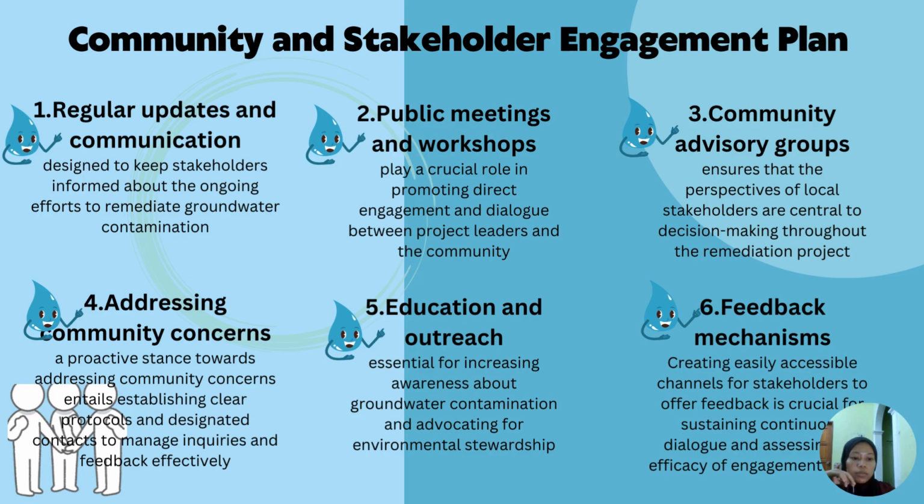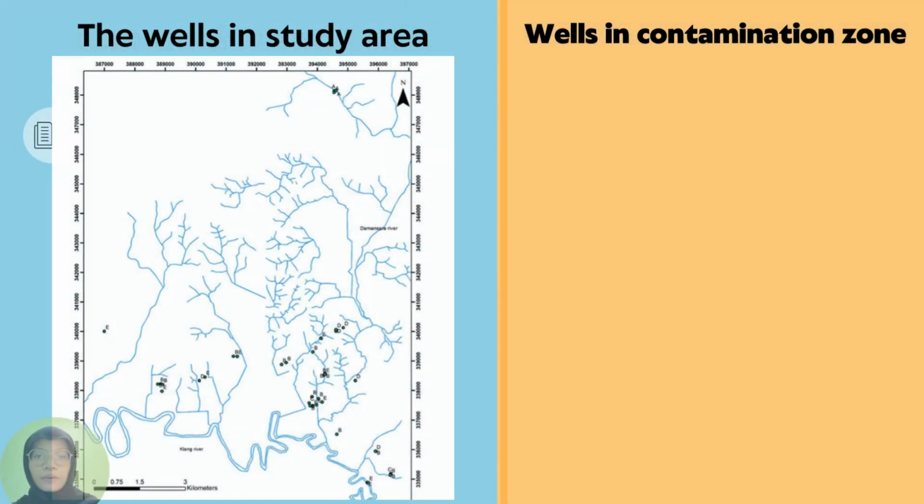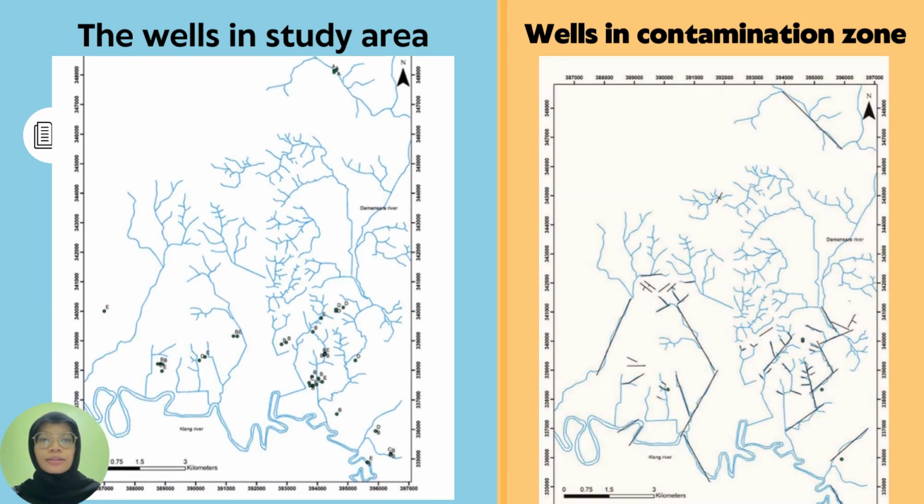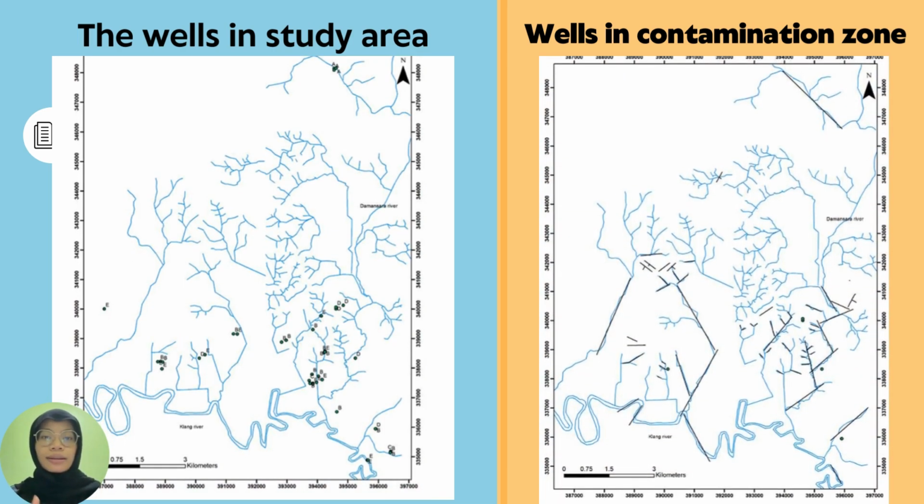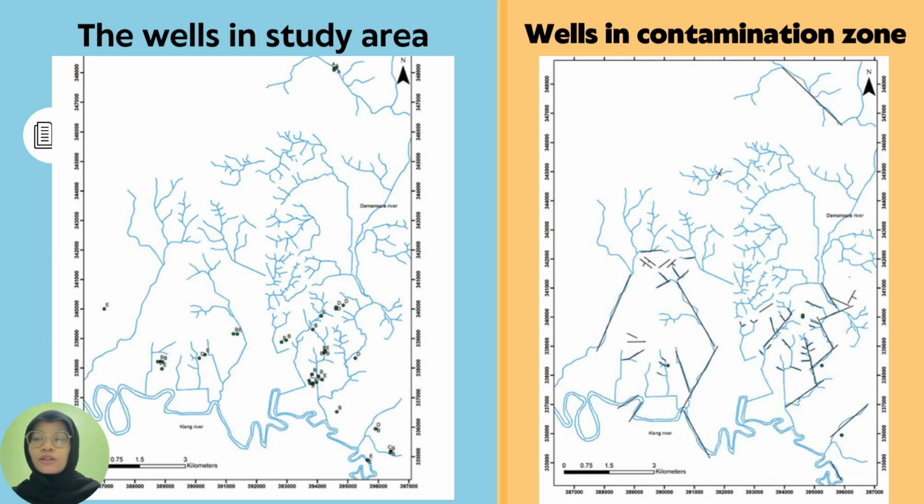So hi everyone, I'll be presenting on the wells. As you can see, on the left side are the wells in the study area, and on the right side are wells in the contamination zone. The wells are located at industrial sites for industrial purposes. The location of the wells is clustered in the central part of Shah Alam, which is near the Damansara and also the Klang rivers.